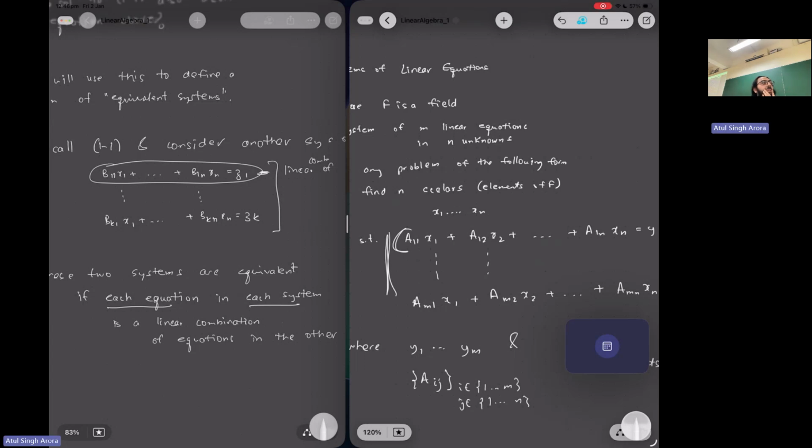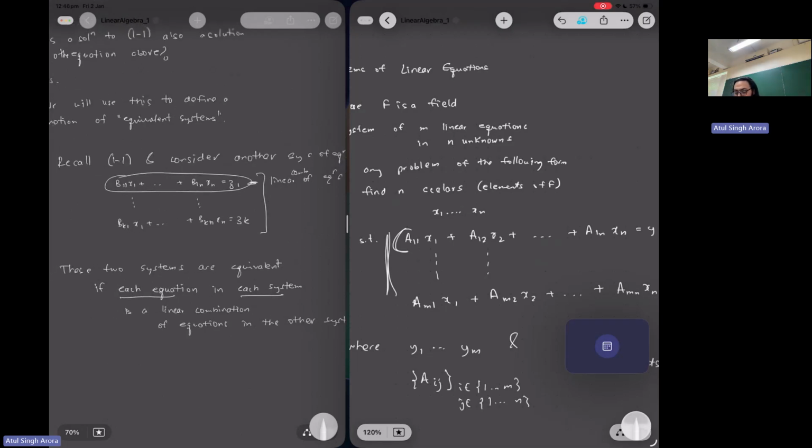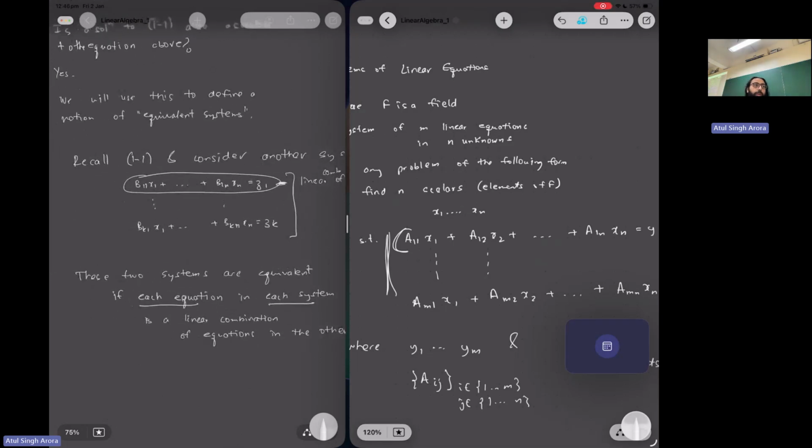It's not necessarily that both systems have the same number of equations. For now, I think we are assuming that it is, but in general, it doesn't necessarily have to be. For example, you could repeat a few equations, and that shouldn't change anything.